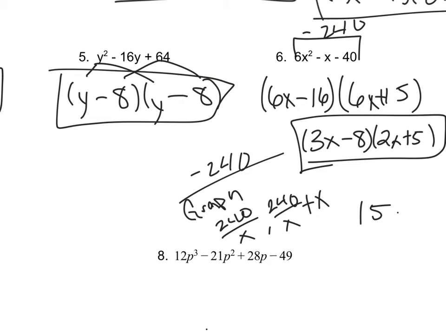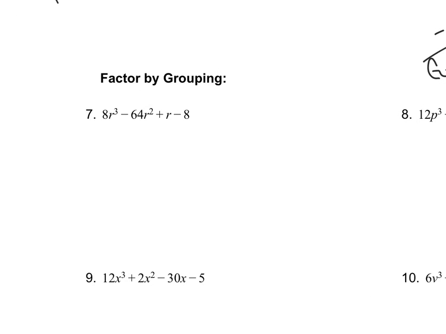15 times negative 16 equals negative 240. Now we go to factor by grouping. So we cut that in half, and what can we factor out? An r squared and an 8. That goes away, that turns into r minus 8.